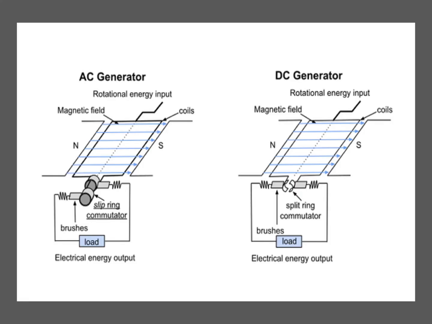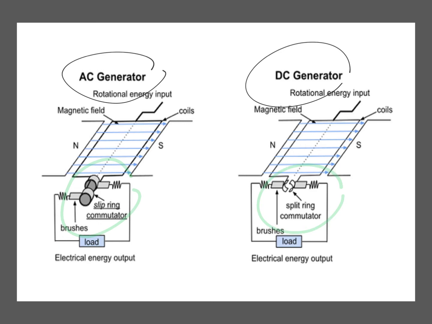This one is to show you the difference between the AC generator and the DC generator. The difference is in terms of the slip ring and the split ring commutator.